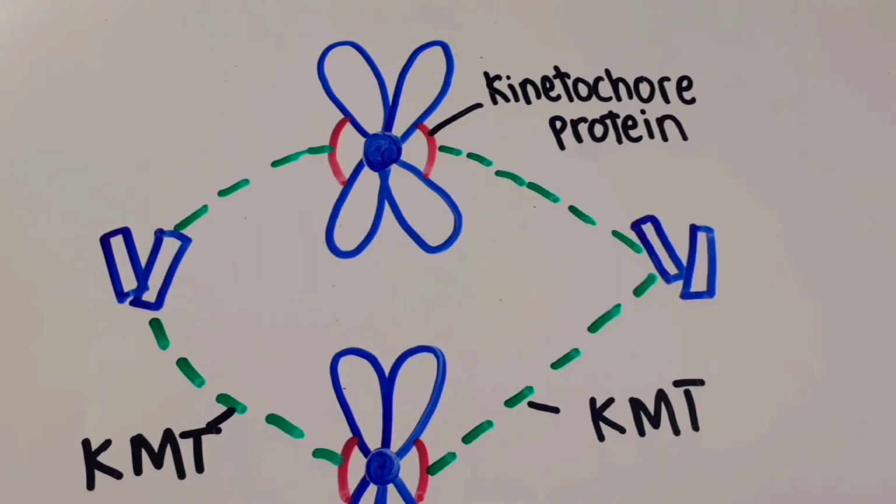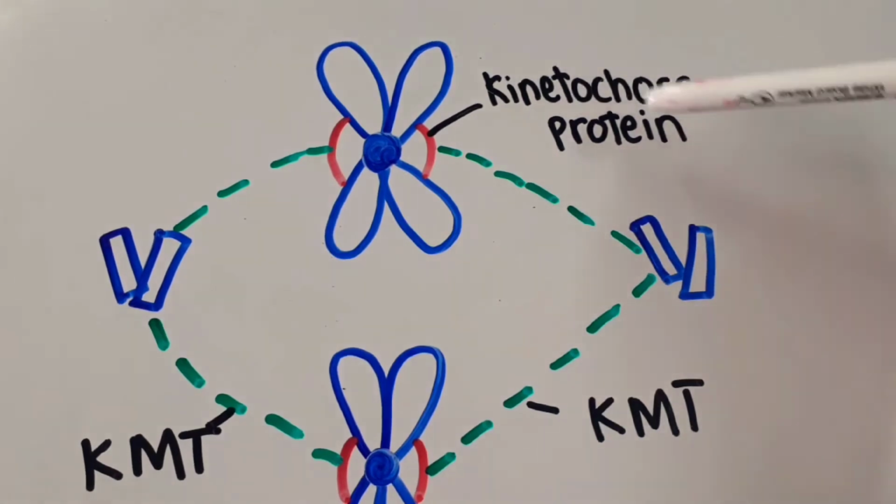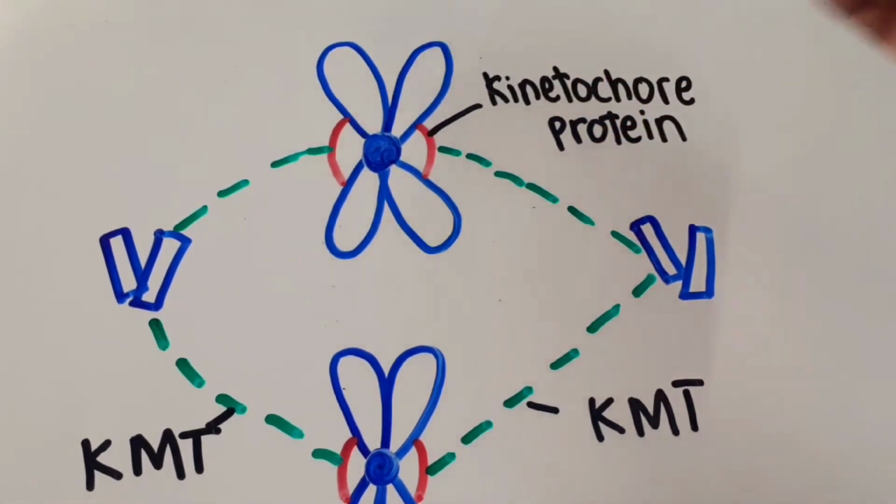The main function of KMT is to control the movement of chromosomes during mitosis and meiosis. As you can see right here, we have kinetochore protein on each side of the chromosomes.